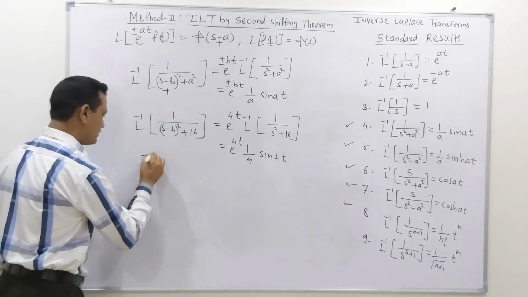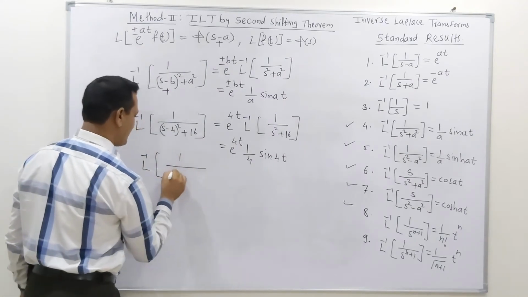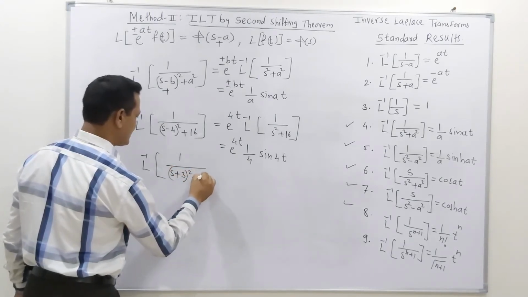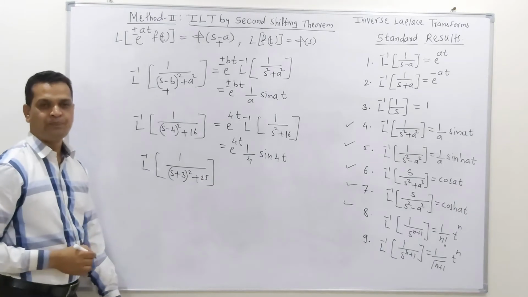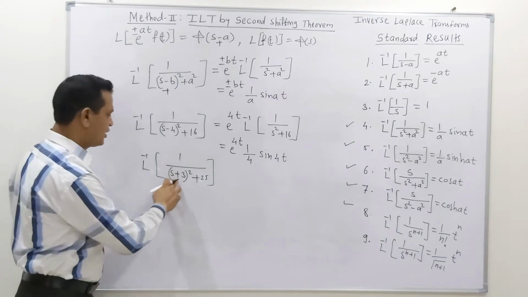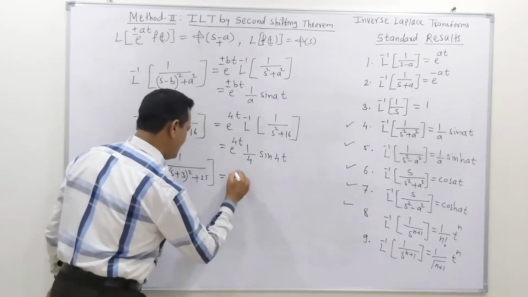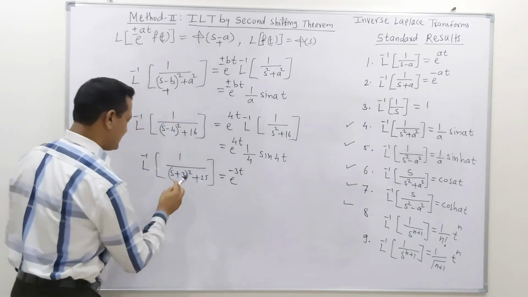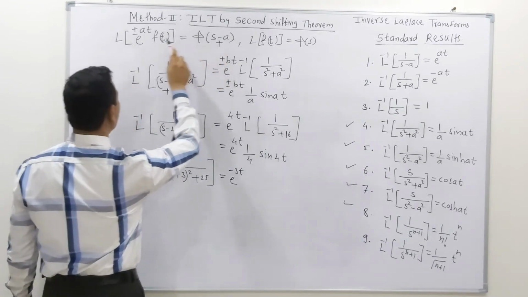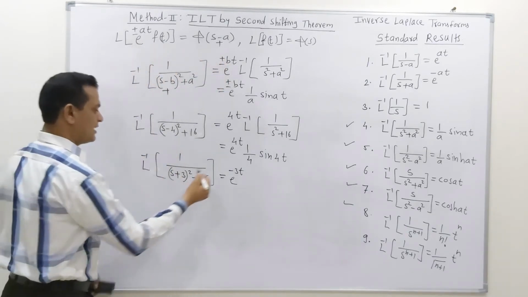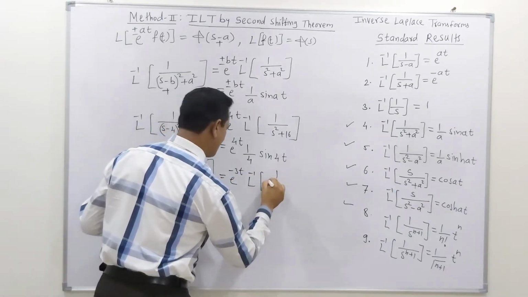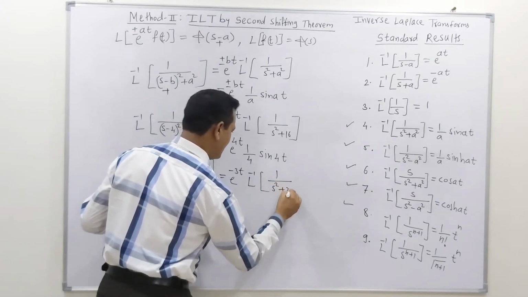One more example. If we wish to find out the inverse Laplace transformation of 1 upon (s plus, suppose this is 3) whole square plus, suppose this is 25, then here 3 is added to the parameter s. That means we can write this as e raised to minus 3t, because between s and 3 there is a plus sign. Whenever a plus sign is there, we can write this as e raised to minus at.